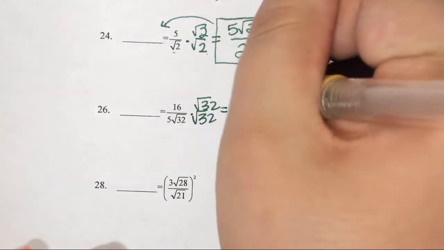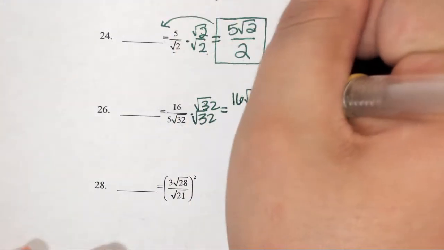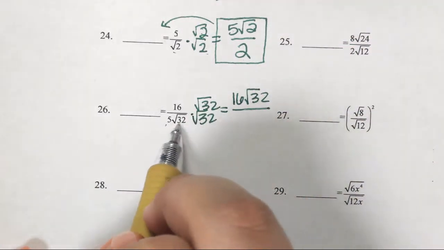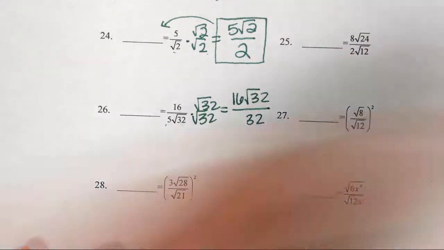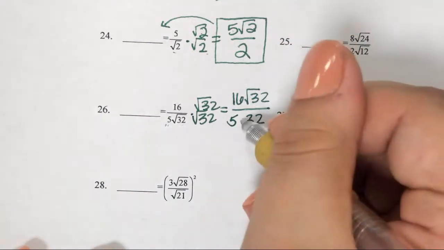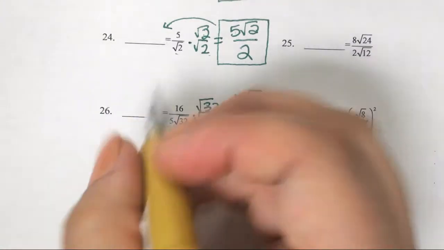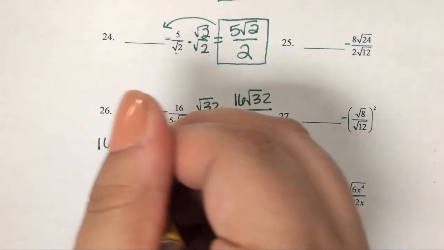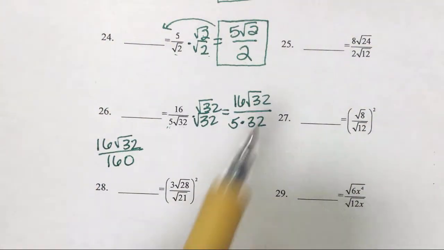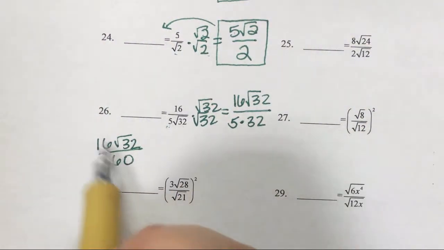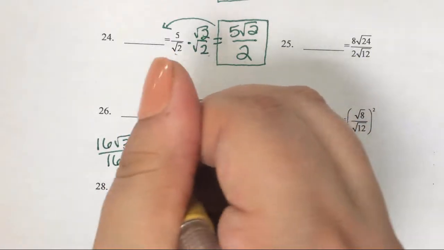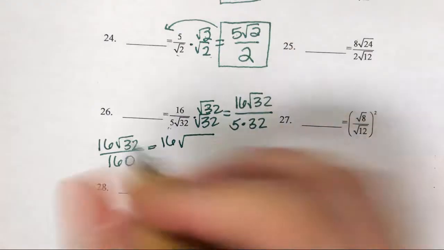And then you end up getting 16 because it's outside and inside over. We even had a number out front. We know that when we rationalize, we get the number outside. But I can't forget about that 5. I'm going to multiply that. That's going to give me 16 square roots of 32 over 160. Now there's two things here. Number one, I can reduce these. But also, I have this 32. I'm going to deal with that first.